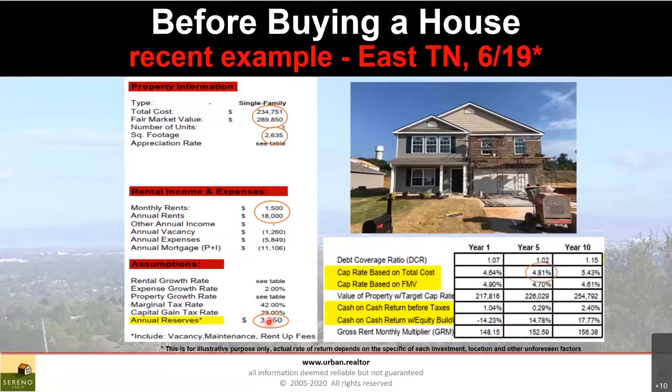Also, when we look at that cap rate based on total cost, it's almost 5%, 4.9%. If we're looking at cash on cash return plus equity buildup, it's about 15%. So we roughly estimate you're going to make 15% per year on your investment when you take the cash flow into consideration as well as the equity buildup. So that's one example that we directly did last year. In this particular area, we manage roughly 30 homes.